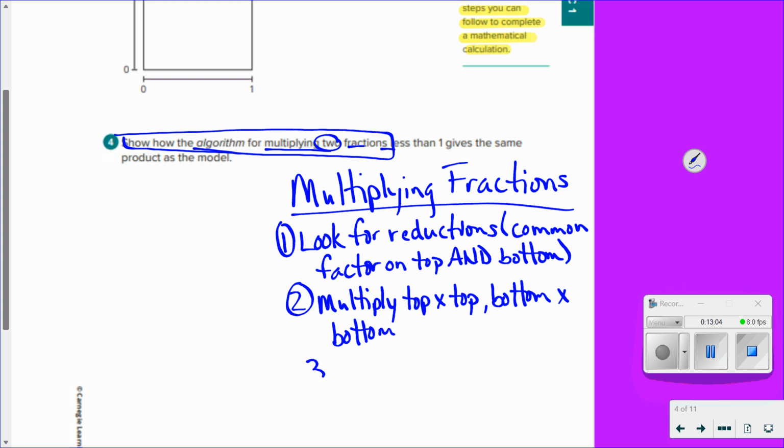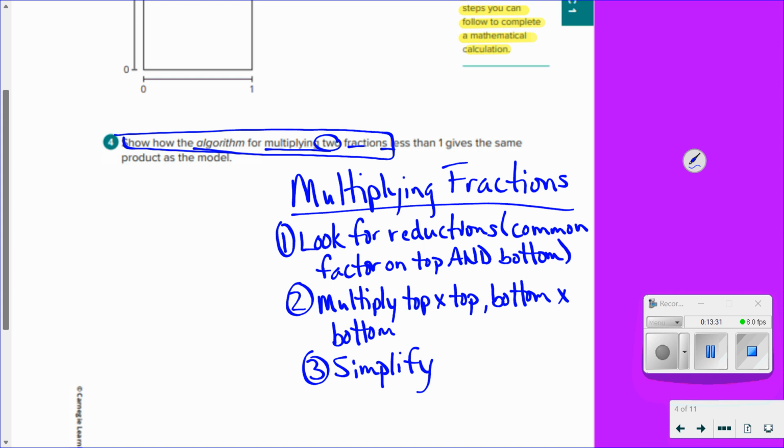Step 3 makes it really good because this is where we get our final answer. We simplify. As a side note, if I've done all my reductions in step 1, my answer is going to come out in simplest form. Makes it really easy. Questions on the algorithm? Okay, so you now have the algorithm.